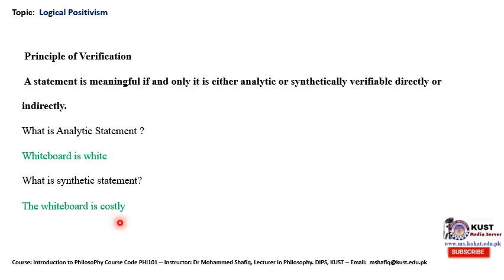Most of the statements of science are synthetic in nature. So a statement is meaningful if and only if it is either analytic, because those statements which are true by their own meaning can be true, or synthetically verifiable. Now the second part says synthetically verifiable directly or indirectly. So those synthetic statements need a kind of verification, and that is sensory experience, a kind of empirical verification. So this is about this principle. Now let's move to the next slide.